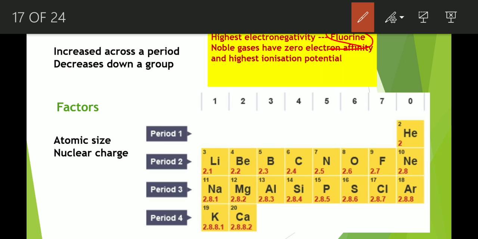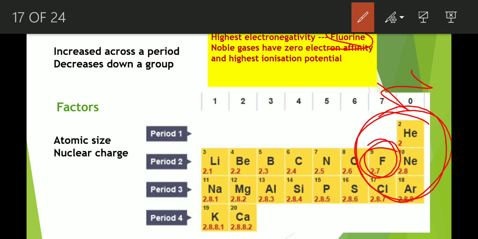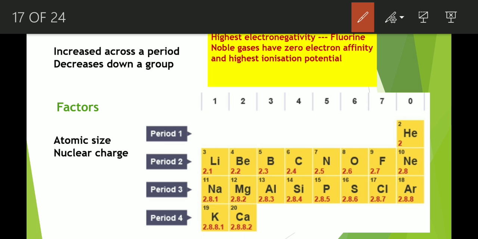See, electronegativity, I have already told you in my previous video, is the tendency of an atom to attract electrons to itself, right? So, we know that the elements present at the right of the periodic table are the non-metals. That means they are electronegative. So the highest electronegativity is fluorine. Noble gases, that means group 18 elements, will have zero electron affinity and they will have highest ionization potential.